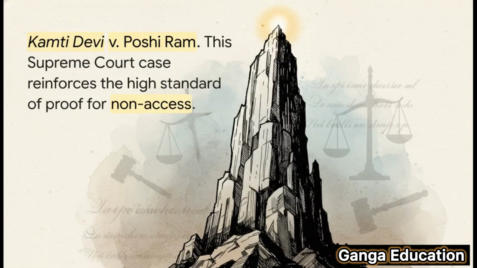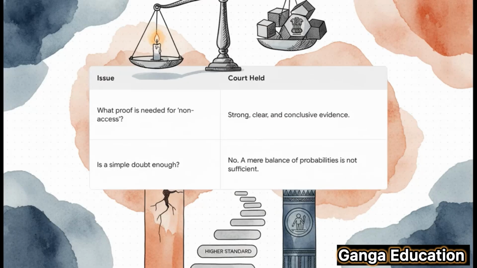All right, our second key case is Kamti Devi versus Poshiram. This judgment really doubles down on just how high the standard of proof is when you're trying to claim non-access. So listen closely, this is the main takeaway. The Supreme Court made it crystal clear. To prove non-access, you can't just raise a little doubt. You need strong, clear, and conclusive evidence. The standard is way higher than just a balance of probabilities. You have to prove it beyond a reasonable doubt.